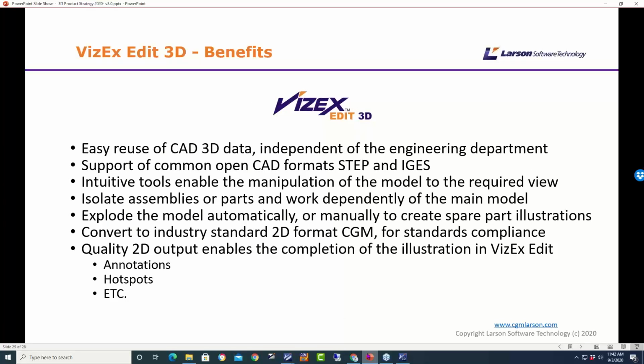So the benefits: very easy to reuse that 3D CAD data independent of the engineering department or the CAD system. Support for common open formats, STEP and IGES. Intuitive tools for manipulating the model, getting the required view, isolating assemblies and sub-assemblies, working with those individually, exploding the model automatically or manually, converting to industry standard 2D formats such as CGM, and then, for quality, we can choose the quality, and we can add annotations, hotspots, etc. once we've got that through in the 2D view.